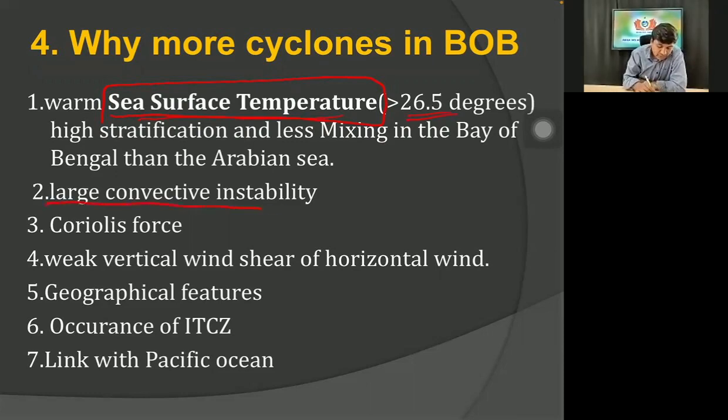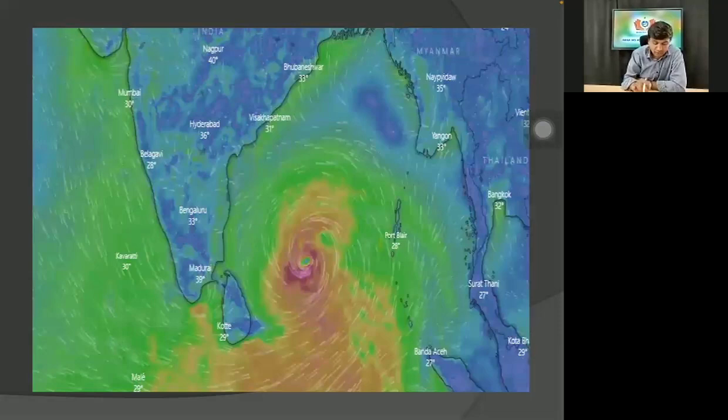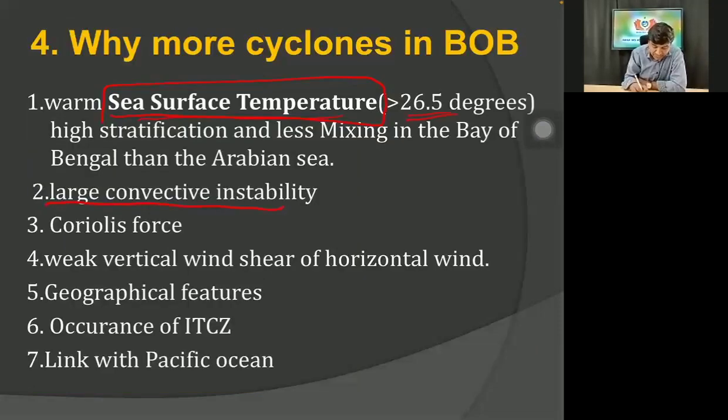And here, low convective instability. Its meaning: if you take the surface water of the Bay of Bengal, and again the water below, this is the below water and this is the surface water. The surface water is warmer as compared to the lower water. The lower water is colder because the water will not mix here, because of the absence of many winds.